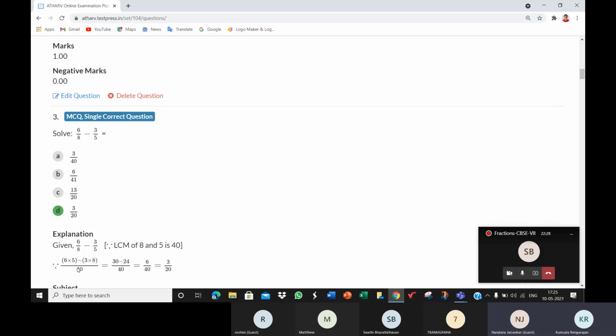Can you see the steps here, children? I'm not showing you all the questions, just that particular question. Are you able to see the answer here? Yes, ma'am, it is visible. So 40 is the LCM. The common denominator is 40.